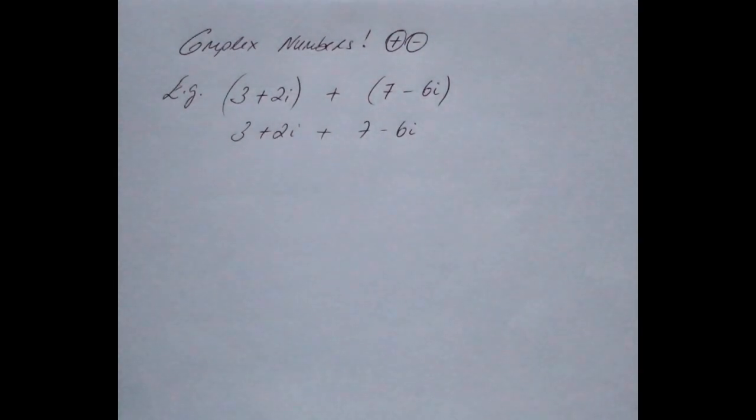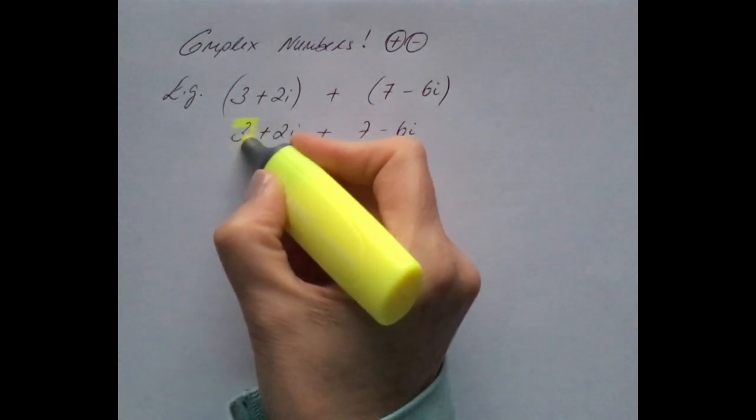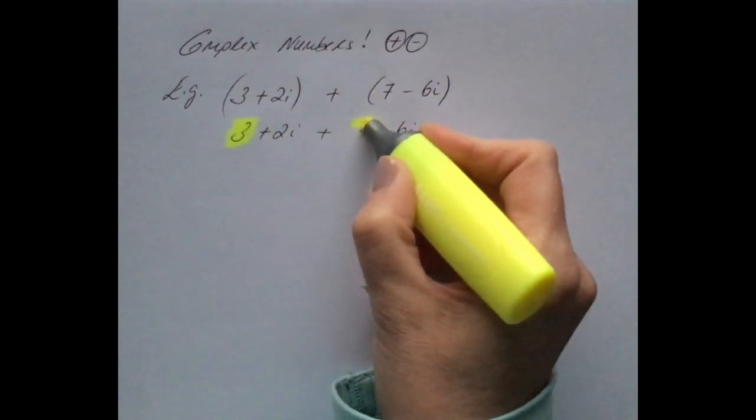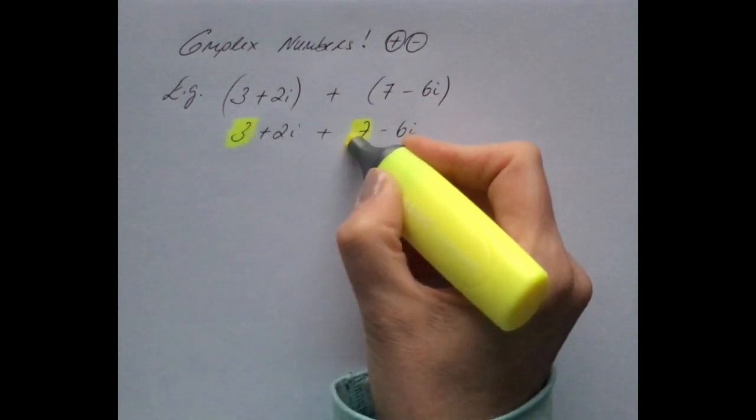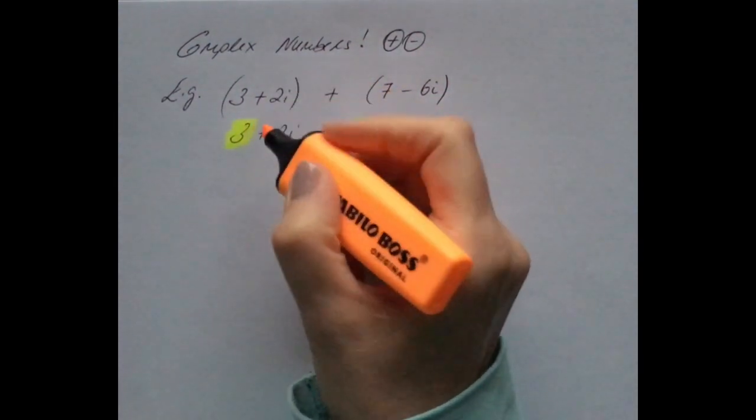the rule of thumb with algebra when adding together, the thing that you always need to remember is that you can only add together the things that are the same. Well, it's true with complex numbers as well. You can only add together the things that are the same. In other words, you can only add the real parts with the real parts and the imaginary with the imaginary.